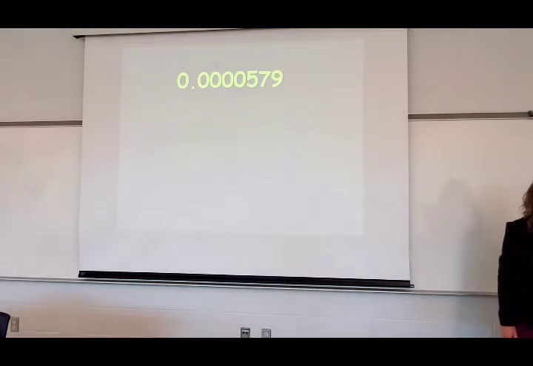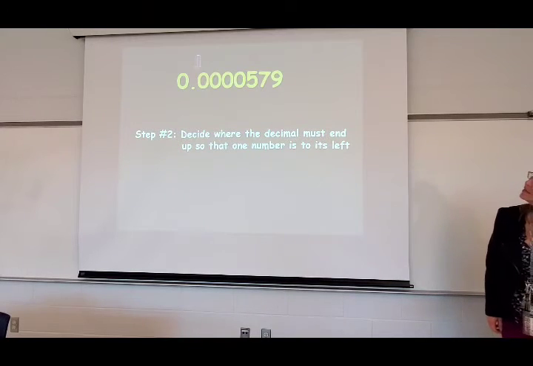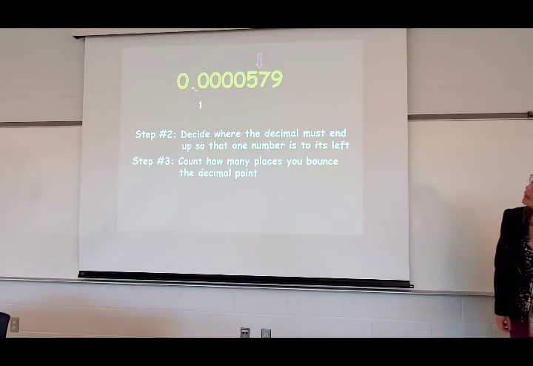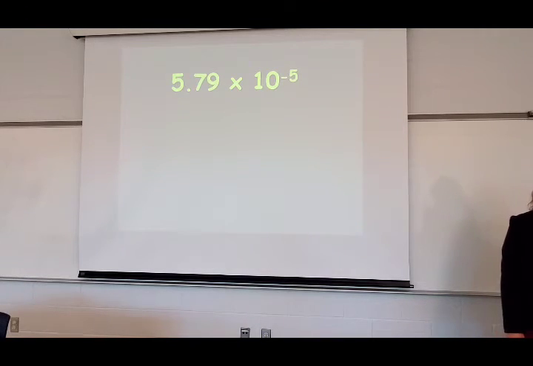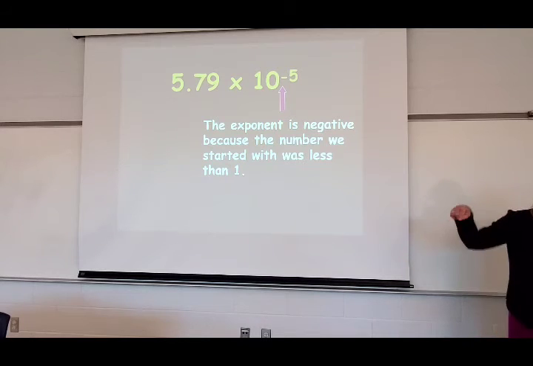Next one, we have a smaller number. Now, how do you know if the number that you have is positive or negative on your exponent? If it's larger than 1, the exponent's going to be positive. If it's less than 1, the exponent's going to be negative. So follow the same steps. Of course, there is no understood decimal point because you have one. And then decide where your decimal point needs to be. Bounce it all the way down there. Rewrite, and there you are. All right, the exponent is negative because the number we started with was less than 1.